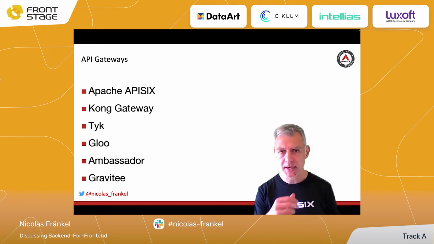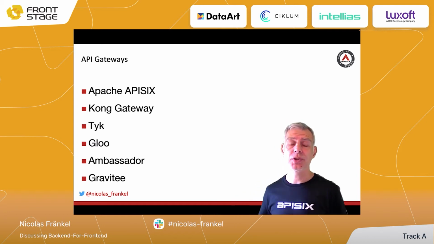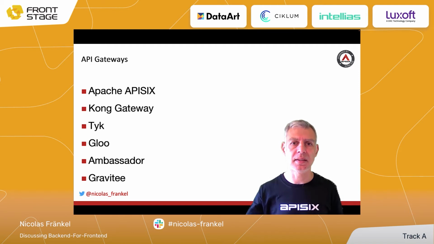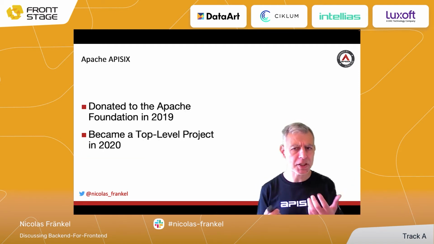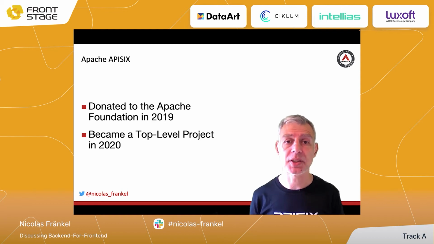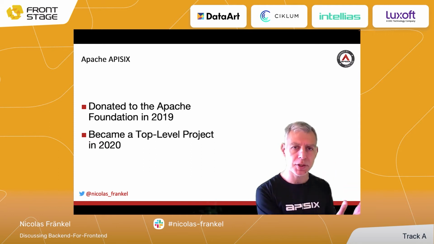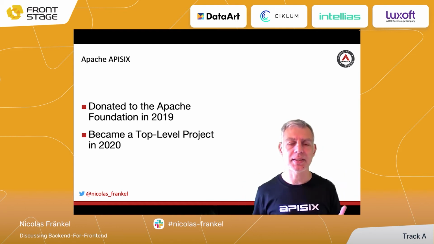There are a couple of API gateways on the market, so here are a couple of them. And in this talk, I will just use Apache APISIX because, A, it's written on my t-shirt, but everything that is in the demo, you can probably do with another of them. So Apache APISIX is an Apache top-level project, and that is important. That means that it has been donated to the Apache Foundation, it has gone through the incubation phase, and now the Apache Foundation has decided that it is grown up enough so that it can survive on its own.